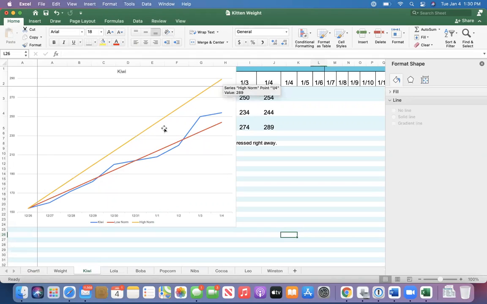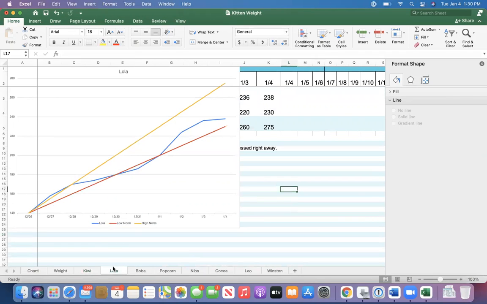So Kiwi's doing great. So keep doing what you're doing with Kiwi. Lola, same thing, almost the same kind of trajectory. Lola actually started out beating the norm and then kind of went a little bit below the norm.